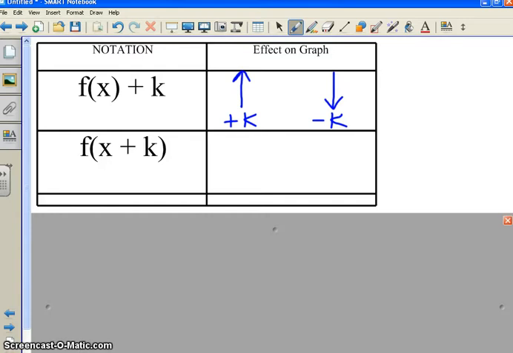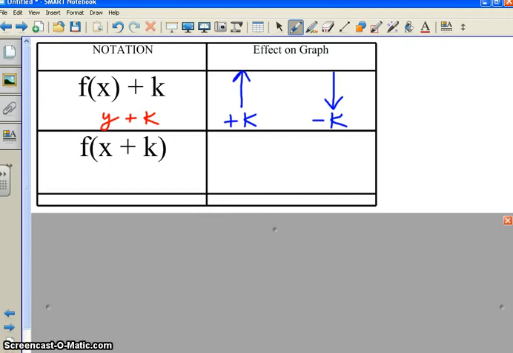And that should make intuitive sense if you think about f of x meaning the same thing as y, or our outputs. So when we take y and add some number onto them, all of the y values, the heights, are going to increase, and all of our points are going to go up. If we take away a number from all of our y values, they are going to drop, and our graph is going to go down.